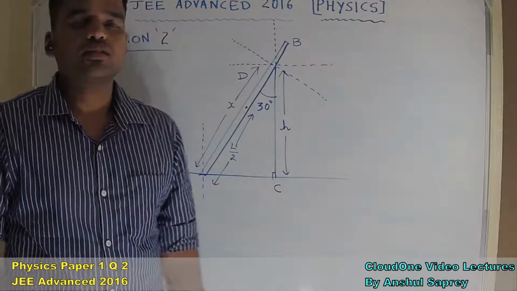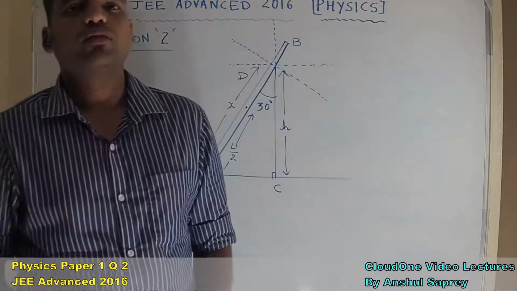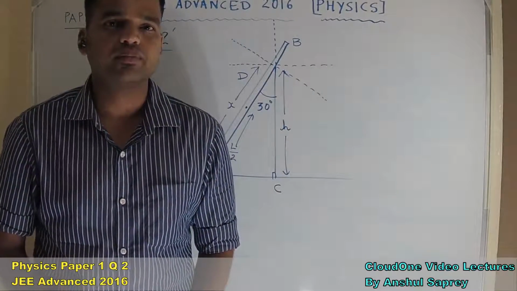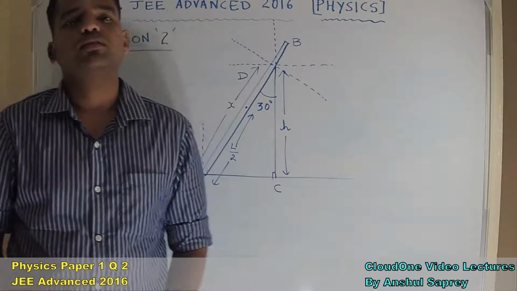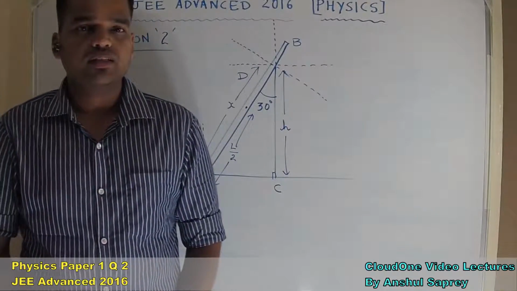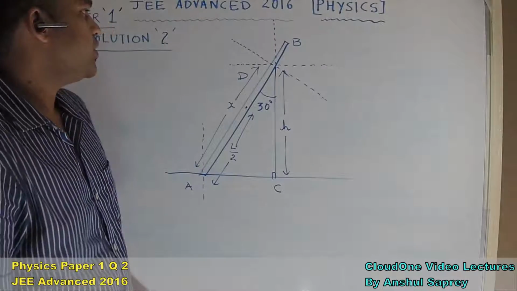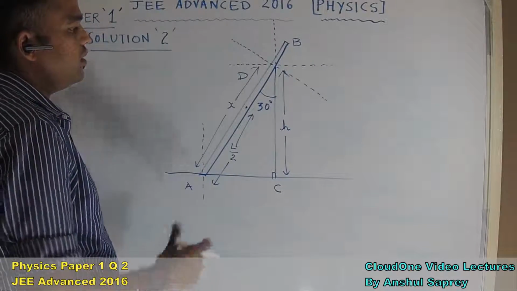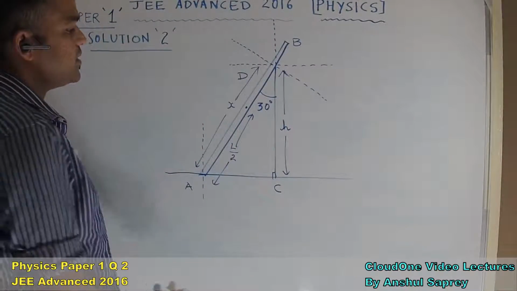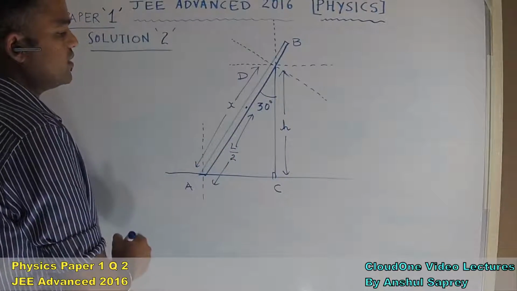Today we are going to discuss question number 2 from the JEE Advanced paper, Paper 1 of 2016. In this question, a stick is given. The length of the stick is L and the mass of the stick is M.